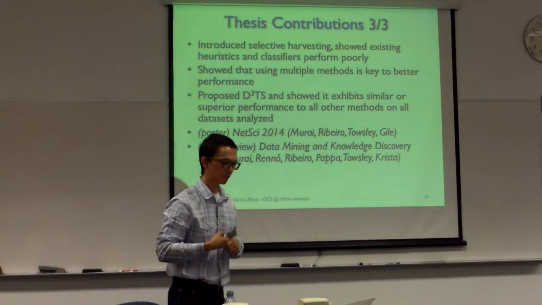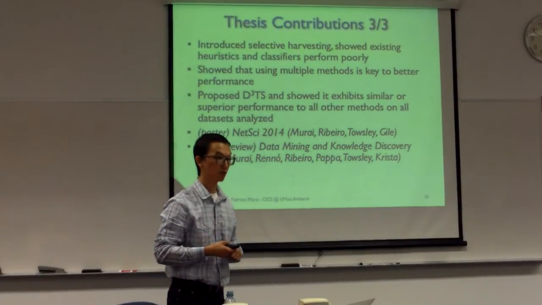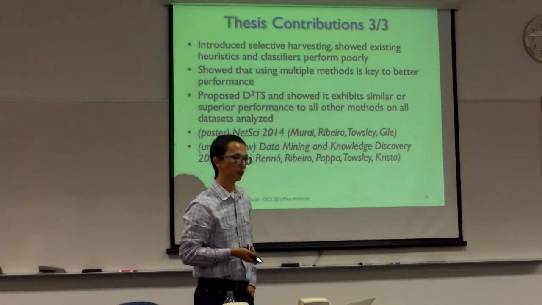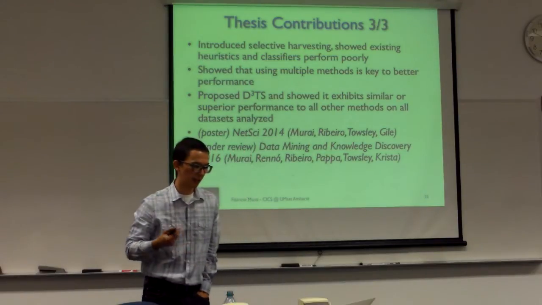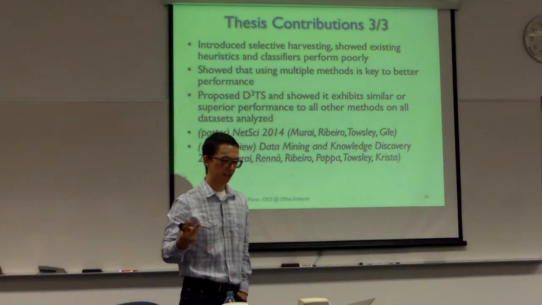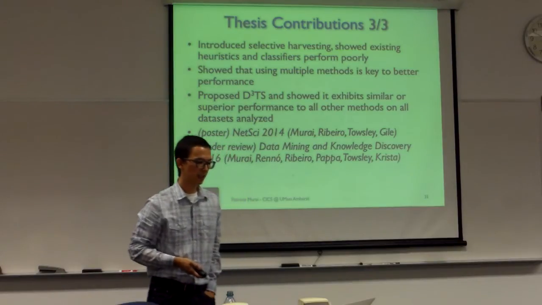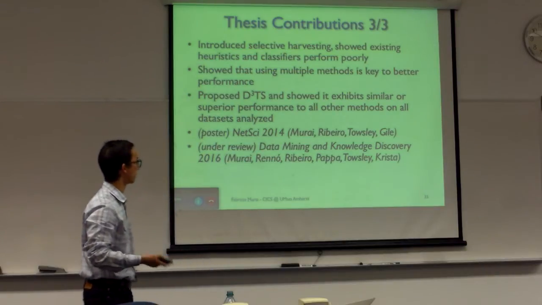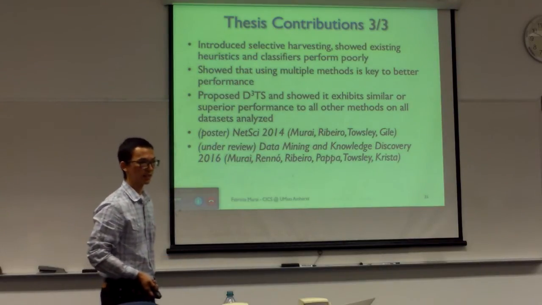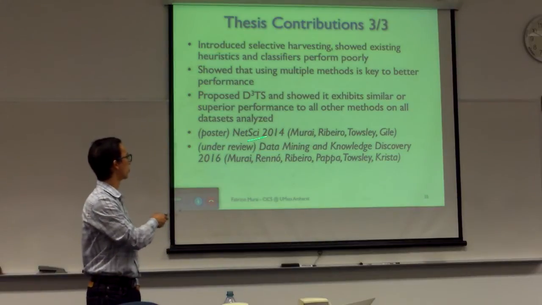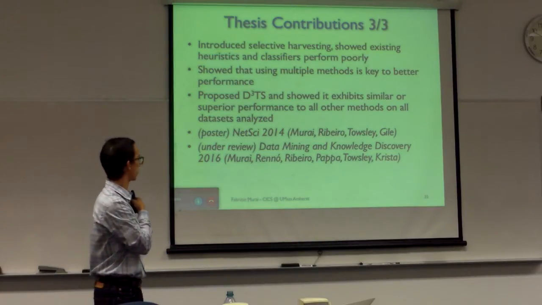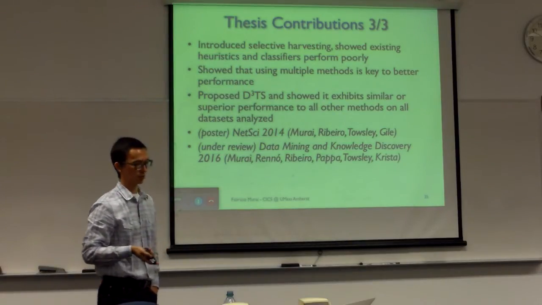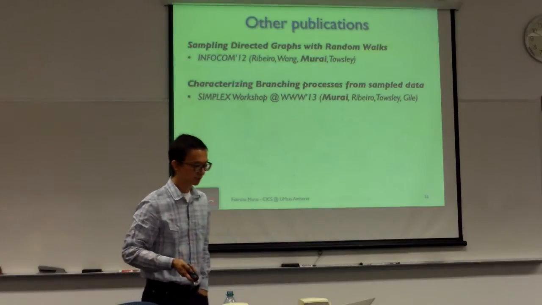Okay, so the contributions of this last part are the following. We introduced selective harvesting over networks. We showed that the existing heuristics and classifiers perform poorly on it. We showed that using multiple methods is key to better performance. We proposed DQTS and showed that it exhibits similar or superior performance to other methods on all the datasets we analyzed. A preliminary version of this work was presented at the NetSci conference in 2014, and we submitted the current version to the Data Mining and Knowledge Discovery Journal, and it's currently under review.